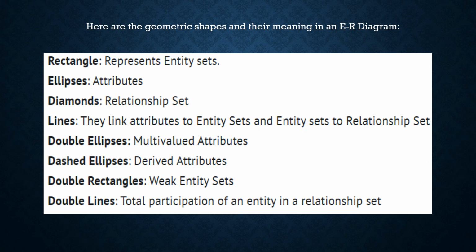Next, double rectangles. Double rectangles indicate the weak entity sets. Weak entity sets mean that one entity depends on another entity. In such cases it is called a weak entity, which we will discuss in later slides. And next, double lines. Double lines specify the total participation of an entity in a relationship set. A double line indicates total participation.